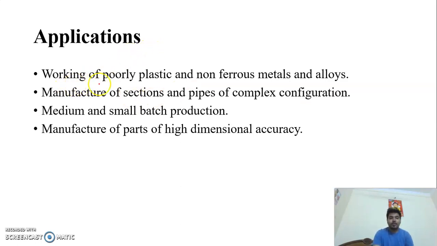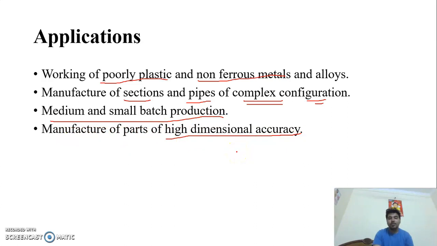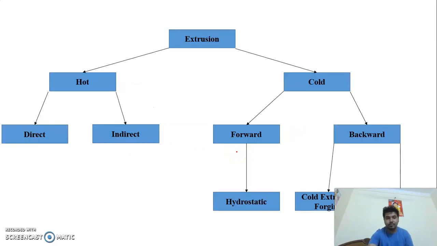Application: we can extrude poorly plastic products and non-ferrous metals also. Manufacture of sections and pipes of any shapes. We can get complex shape configurations in the extrusion process also. Medium to small batch production and manufacture of parts of high dimensional accuracy. We get a highly accurate product.